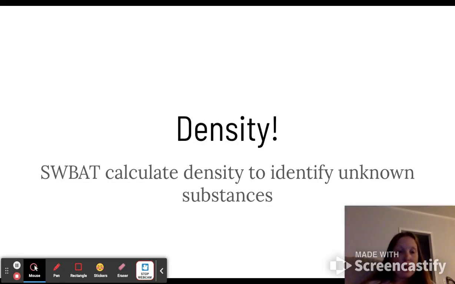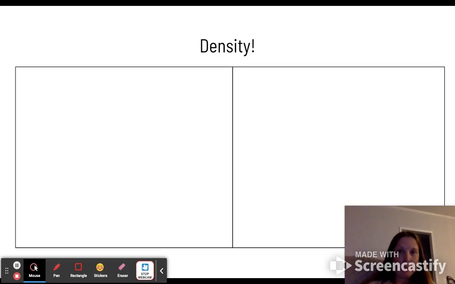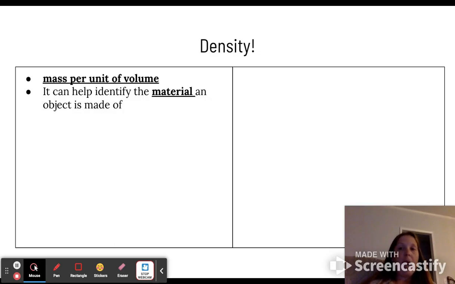Hi everyone, this is a very short video on density, and when you finish this you should be able to calculate density to identify unknown substances. So first let's make sure we know what density is. This is defined as mass per unit of volume, and like I said, it can be used to identify the material an object is made up of.